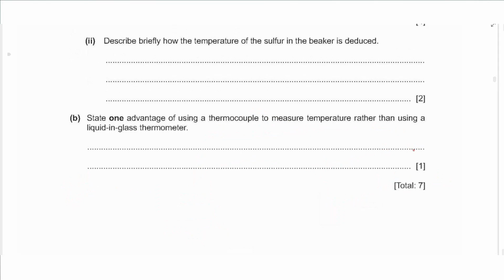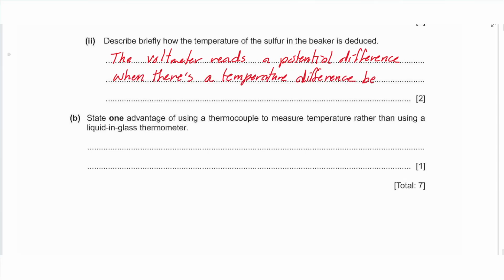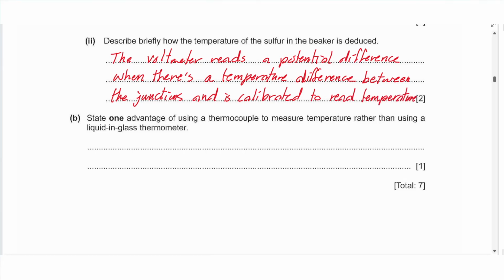Part ii says, describe briefly how the temperature of the sulfur in the beaker is deduced. The voltmeter reads a potential difference when there is a temperature difference between the junctions, and is calibrated to read temperature instead of potential difference or voltage. Part B says, state one advantage of using a thermocouple to measure temperature rather than using a liquid in glass thermometer. It has a higher range, or it can reach higher temperatures, and it is less fragile.